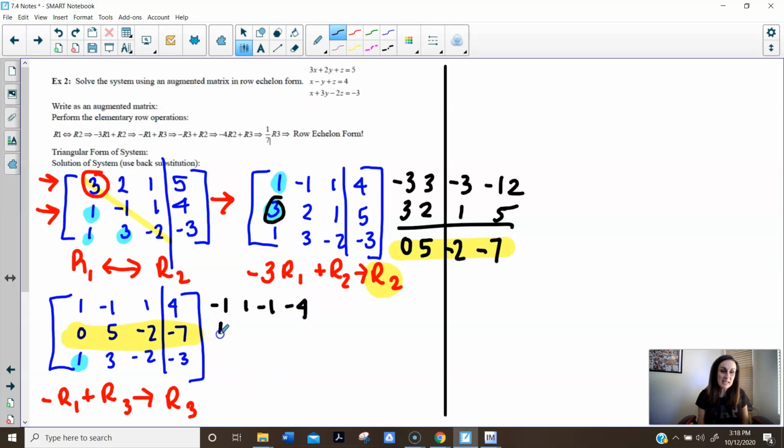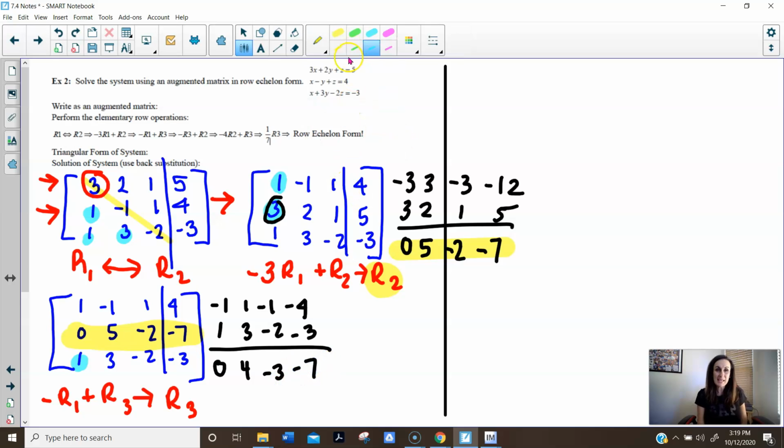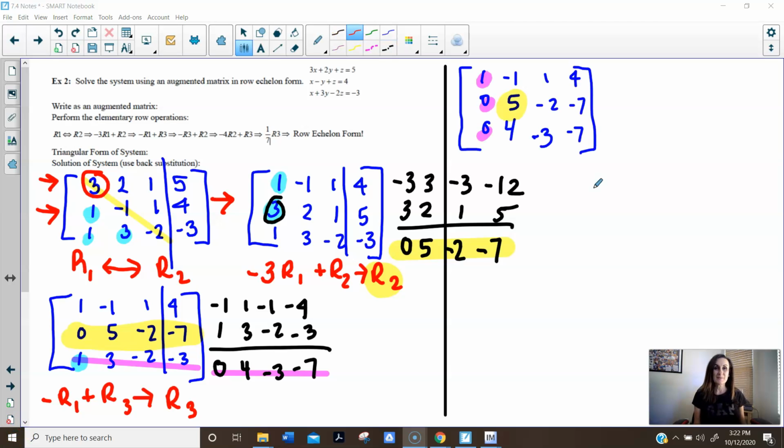And row 3 is 1, 3, -2, -3. I'm going to add those two rows together. I get a 0, a 4, a -3, and a -7. So what I'm going to do now is stop the video. I'm going to take this row 3 and replace it with the new row 3. I'll do that now. So here's my matrix. You can see I took row 3 and I replaced it with the new row 3.